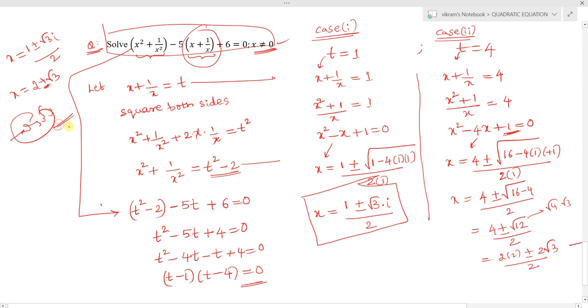The special type of equations can be converted into reducible quadratic equations. After converting into reducible quadratic equations, we can solve for the solutions.